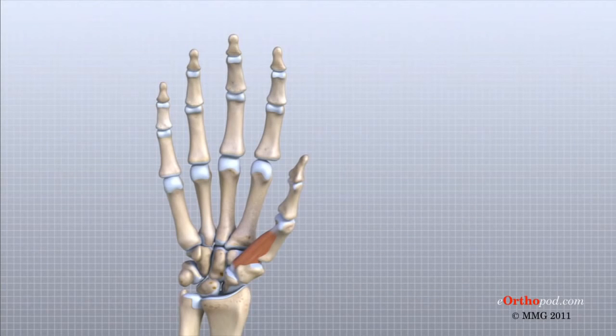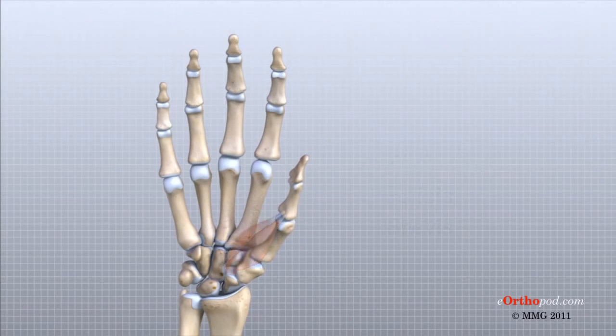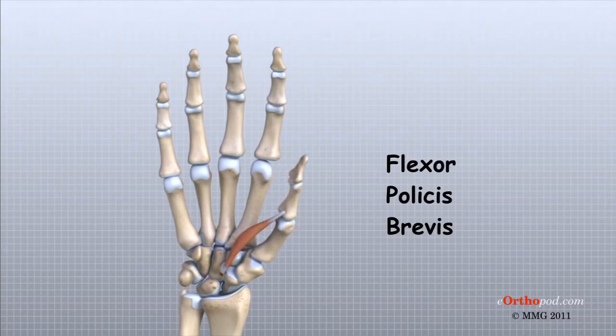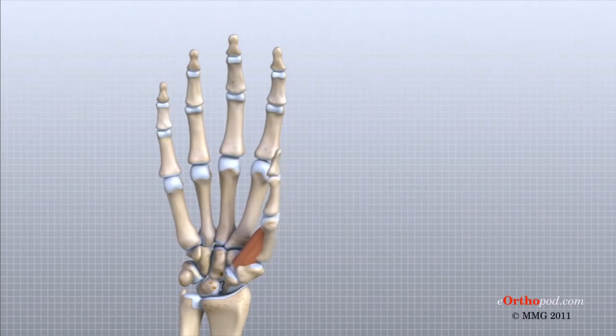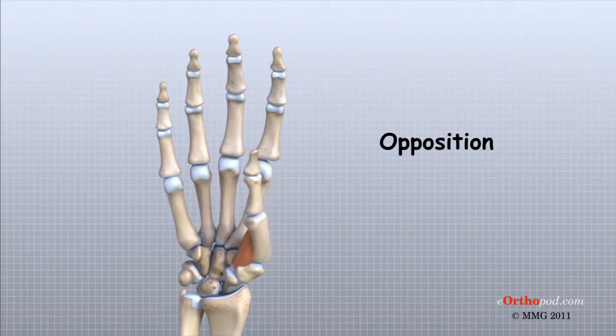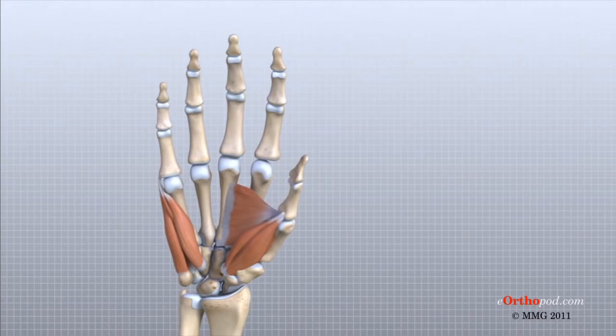The abductor pollicis brevis abducts, or moves the thumb away from the midline of the hand. The flexor pollicis brevis flexes or bends the thumb. The adductor pollicis adducts or moves the thumb towards the midline of the hand. The opponens pollicis moves the thumb into opposition. It pulls the thumb out from the palm and turns the pulp of the thumb to face the palm. This is the motion that allows you to place the tip of your thumb against the tip of your little finger. The muscles of the hypothenar eminence are arranged and function roughly the same in the little finger.